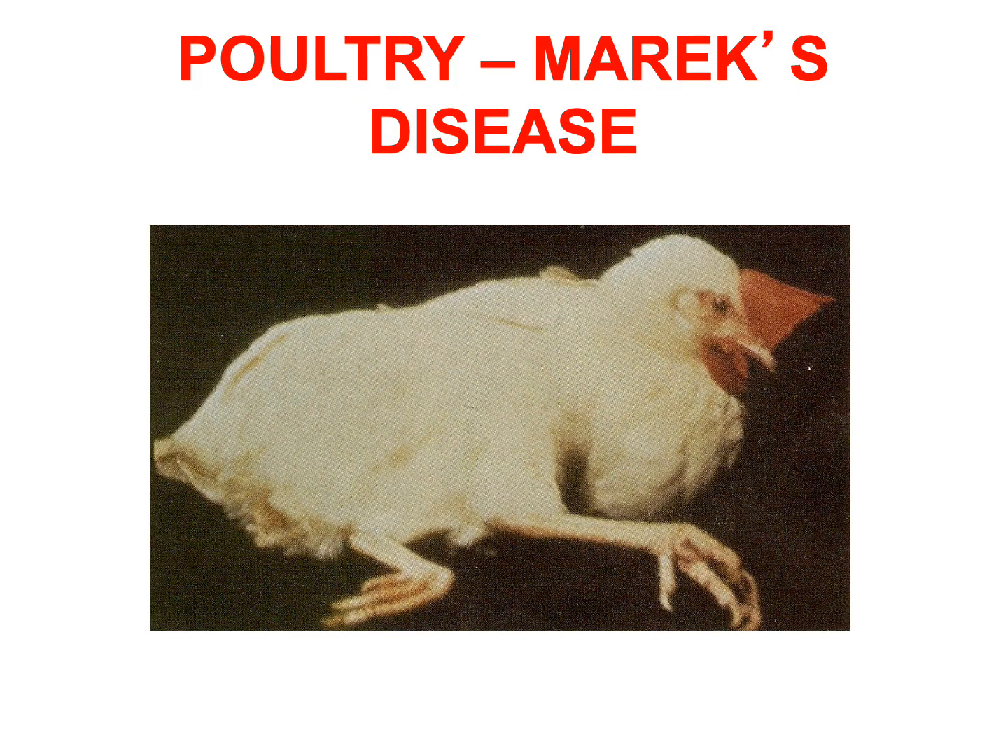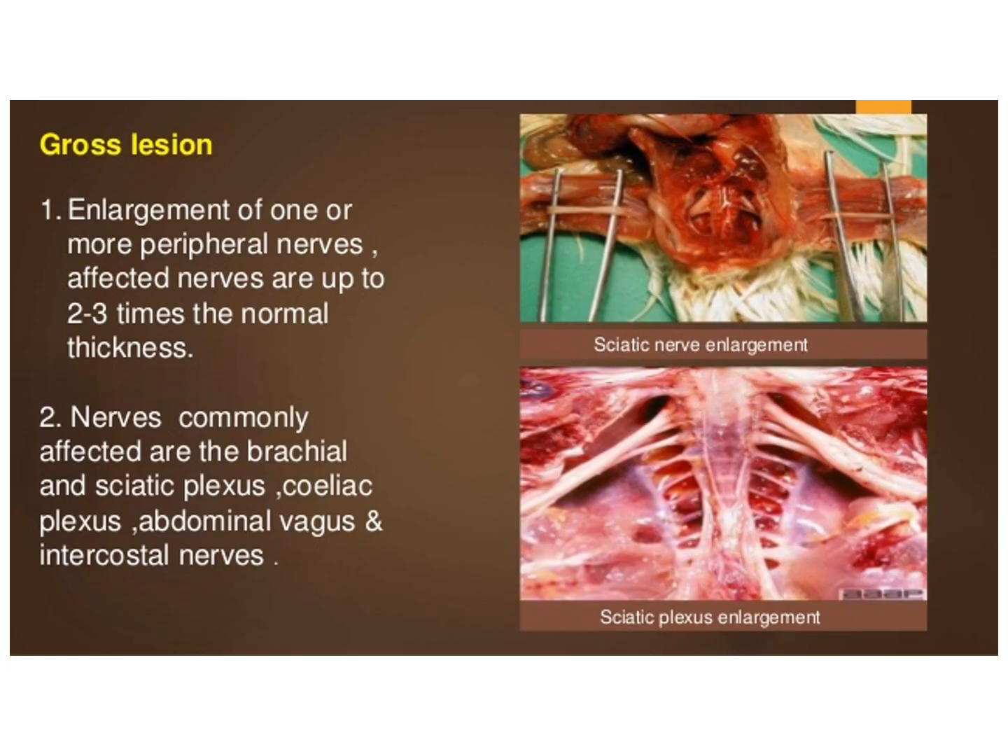The next disease is poultry Marek's disease. I won't go into the details because you will learn a lot about Marek's disease during microbiology and epizootiology, but poultry as a subject of research, vaccine production and development is very important. You see here that the typical gross lesions of the neurodegeneration are enlargement of one or more peripheral nerves. Affected nerves are up to 2-3 times the normal thickness. Nerves commonly affected are the brachial and sciatic plexus. You see in the picture the sciatic nerve enlargement and the sciatic plexus enlargement.